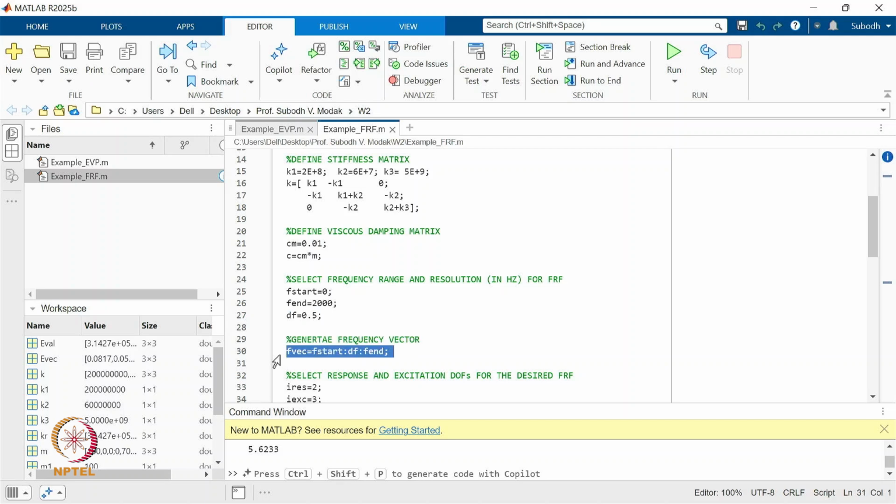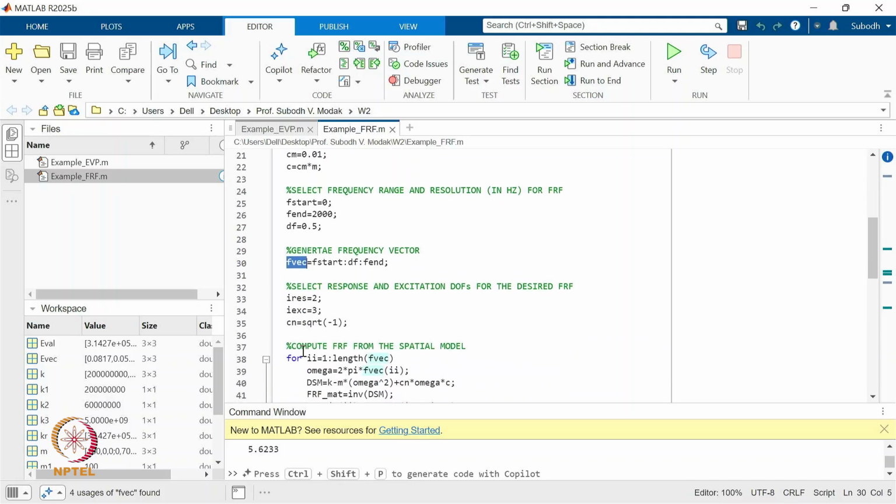Now we can generate the frequency vector. This is the code to generate it. It says start from f start, increment by df and terminate at f end, and in the process it generates a vector of frequencies, and that vector is named fvec.